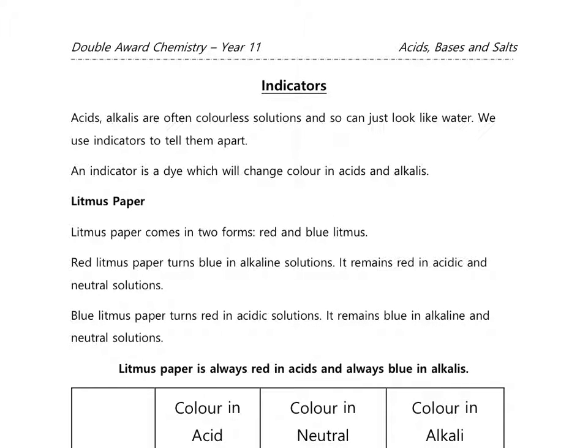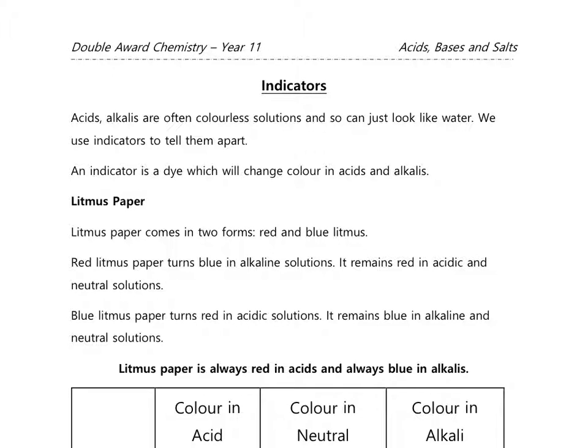The first part of this topic looks at indicators, which hopefully you'll remember from first year. Just remember that indicators are solutions which change colour depending on whether they are in acids or in alkalis. The reason we need indicators is because often acids and alkalis are just colourless solutions that look a bit like water, and so it's very hard to tell them apart just from looking at them. In fact, it's impossible. So we need an indicator to tell us whether it's acidic or alkaline.